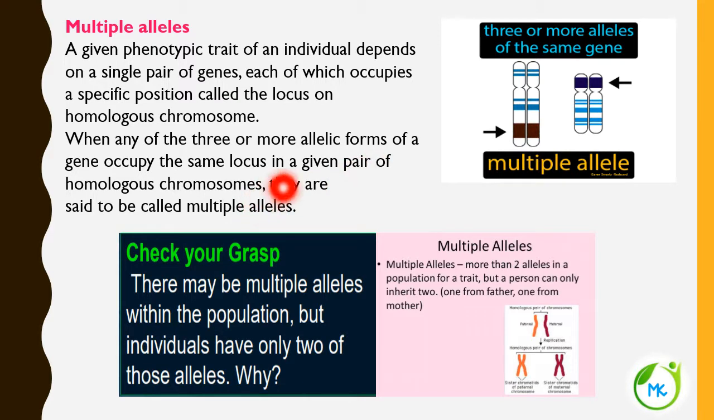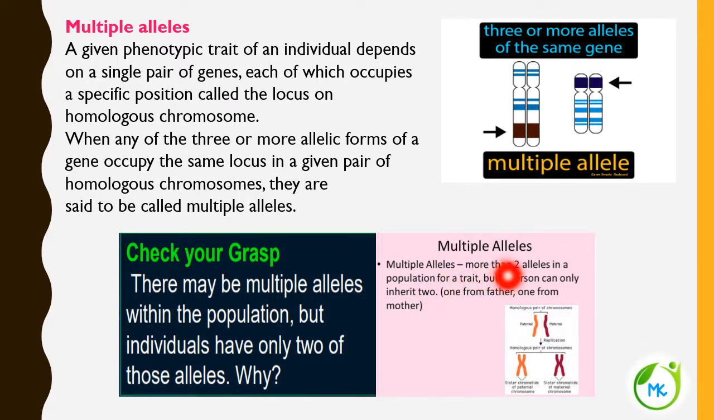So this is the definition for multiple alleles, very, very important. 3 or more allelic forms of a gene occupy the same locus in a given pair of homologous chromosomes. They are said to be multiple alleles. And there is one check your understanding question. There may be multiple alleles within the population, but individuals have only 2 of those alleles.